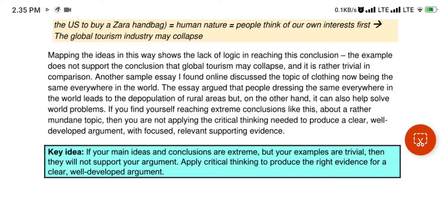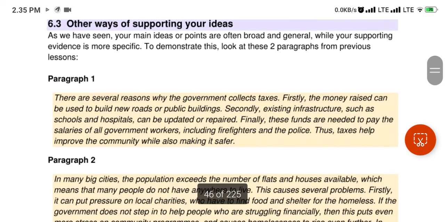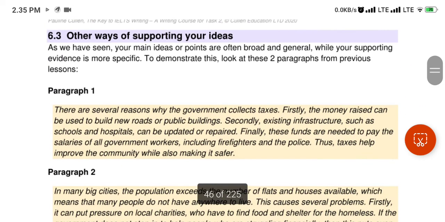Key idea: if your main ideas and conclusions are extreme, but your examples are trivial, then they will not support your argument. Apply critical thinking to produce the right evidence for the clear development of arguments. Section 3.3: other ways of supporting your ideas. As we have seen, your main ideas and points are often broad and general, while your supporting evidence is more specific. To demonstrate, look at these two paragraphs from the previous lesson.